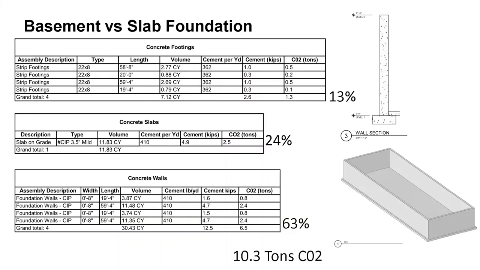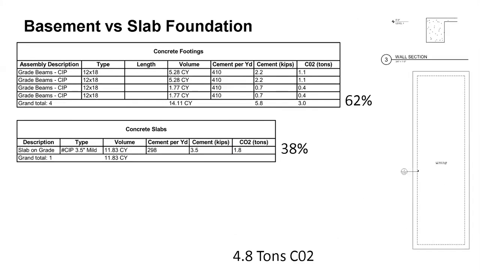And my last two slides are just a comparison between a basement. This standard basement has 10 tons of carbon. If we switched it to a slab foundation, we would reduce that to 4.5 tons for the same footprint. And that's all I had, guys.